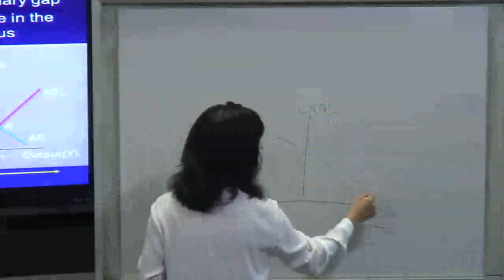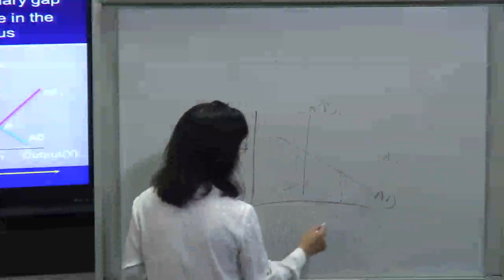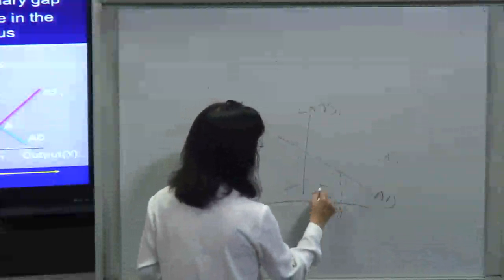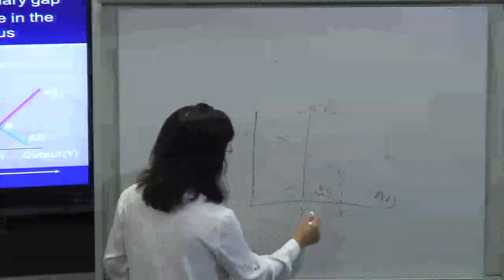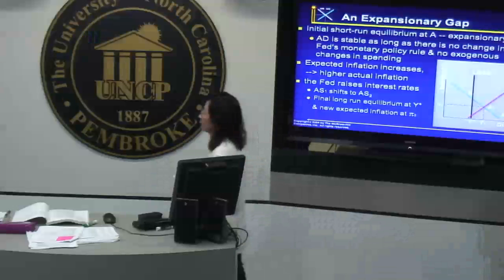Okay, so we got our AD, we got our AS curve. It's right there. So it is an expansionary gap. If it is an expansionary gap, let's look at the diagram. How can we correct it?